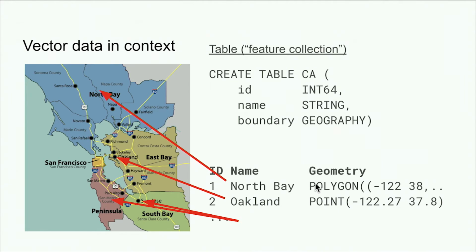So here we have a table with geometry. The first row describes North Bay, so it has a complex polygon. The second row defines Auckland, so it has a single point. So that's what your geospatial data might look like. There is absolutely nothing different from any other type.